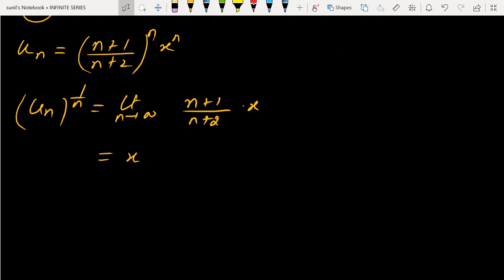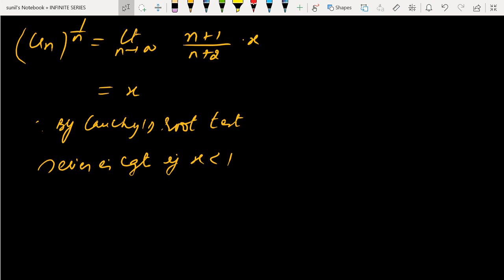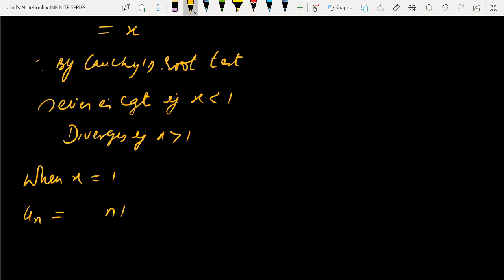So therefore by Cauchy's root test, series is convergent if x is less than 1 and diverges if x is more than 1. Now what will happen when x is equal to 1? When x is equal to 1, my nth term will be simply n plus 1 upon n plus 2 whole to the power n.